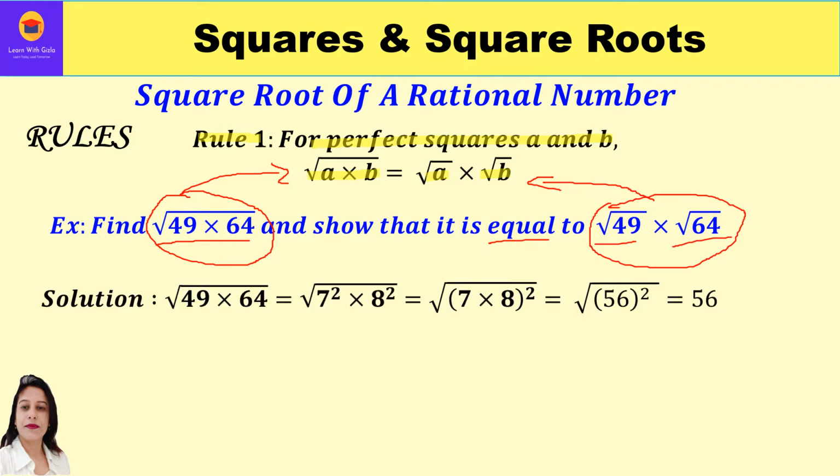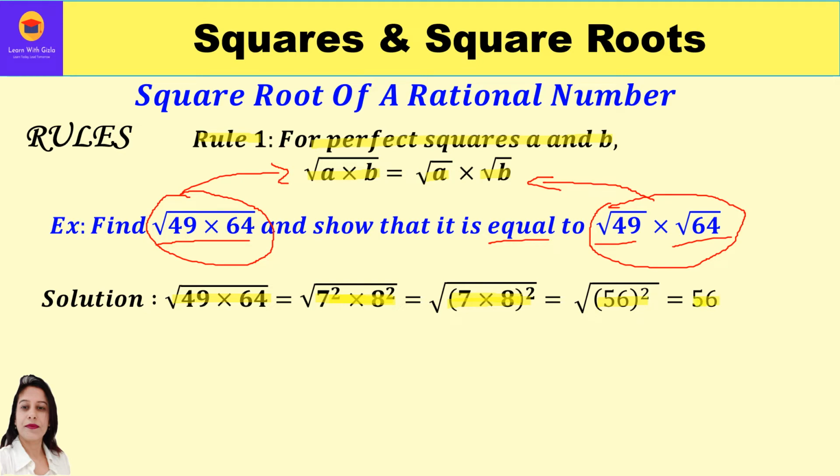First of all, let us take left hand side, which is given root of 49 into 64. 49 is 7 square, 64 is 8 square. So we can write root of 7 square into 8 square, which is equal to 7 into 8 whole square. Over here, because it was square, the same powers were there, so we have combined 7 into 8 and whole raised to power 2. Now 7 into 8 is 56. So root of 56 square is equal to 56.